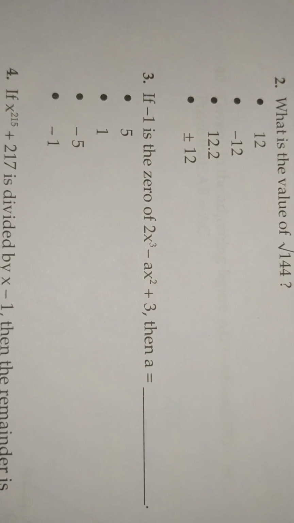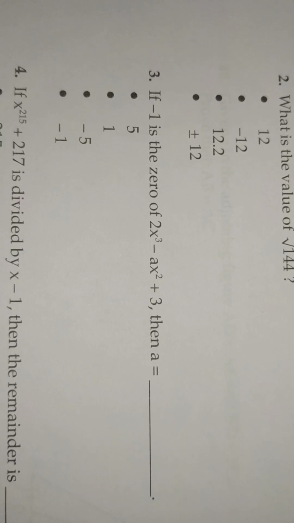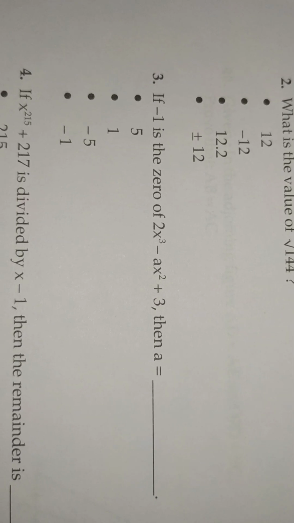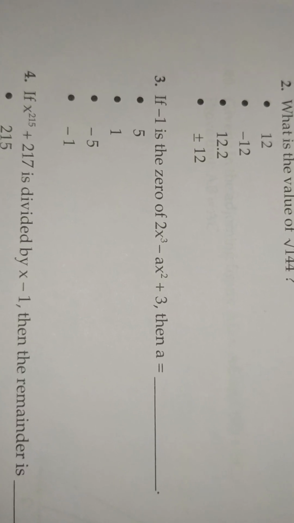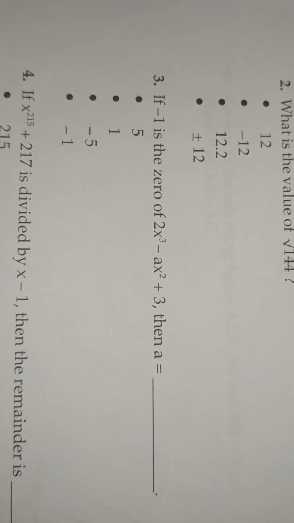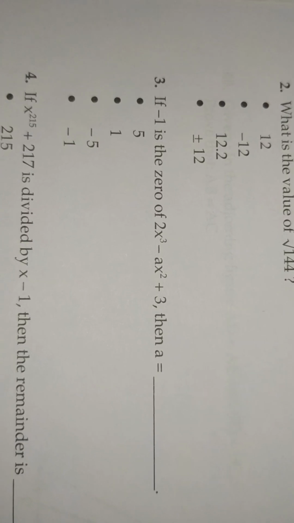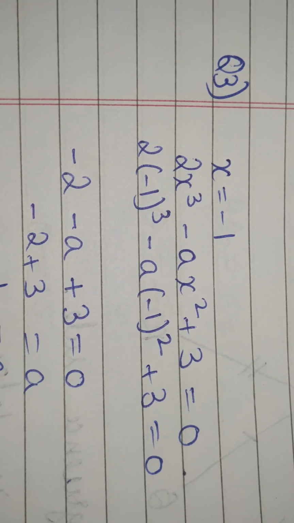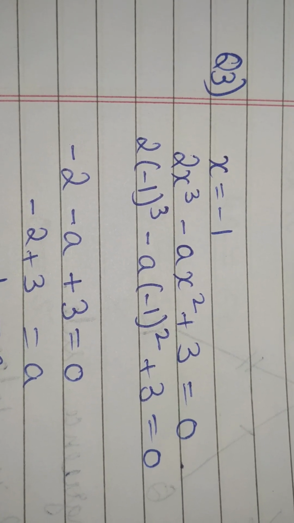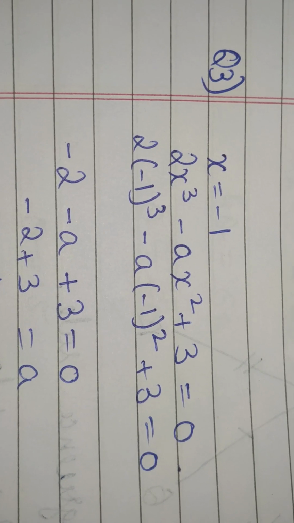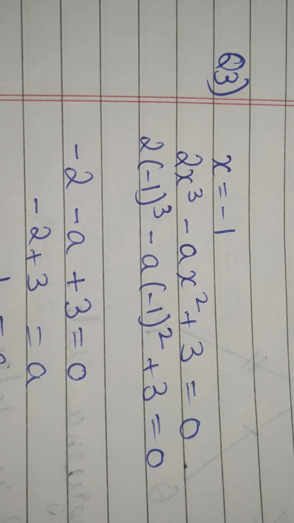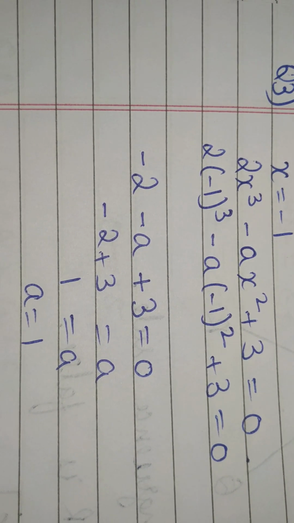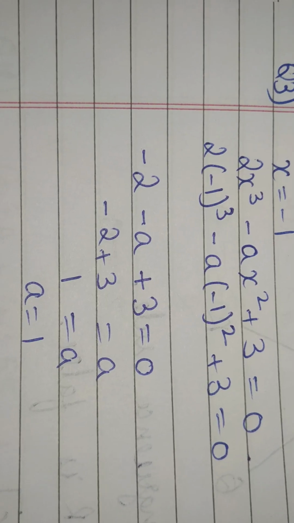If I multiply, the final answer will be 12. Question number 3. If minus 1 is a zero of 2x raised to 3 minus a x raised to 2 plus 3, we need to find the value of a. What is the value of x here? The value of x is minus 1. Then I have to substitute that into the equation. So x is equal to minus 1. The equation given was 2x raised to 3 minus a x raised to 2 plus 3 is equal to 0. Then I will substitute the value of x. After solving I will get the value of a as 1. So the final answer will be 1.